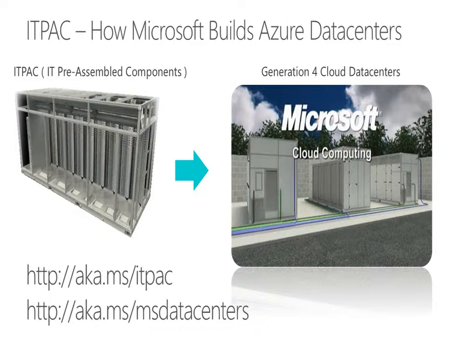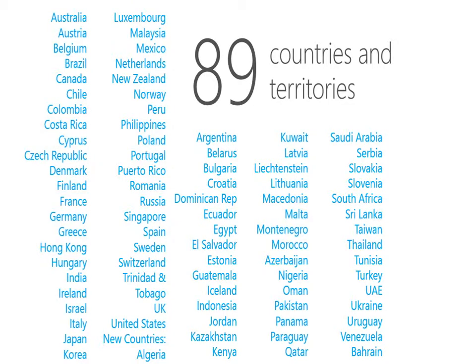If you have interest in learning more about how we build and expand our Azure data centers, there's 2 links that I've provided at the bottom of the slide that discuss both our IT pack modular approach as well as our Generation 4 cloud data center approach that's been put together by our Windows Azure data center team. All told, this approach and our current data center footprint in Windows Azure allows us to reach 89 countries and territories worldwide for providing cloud services.